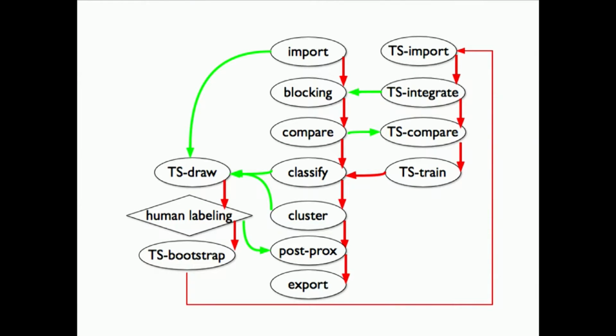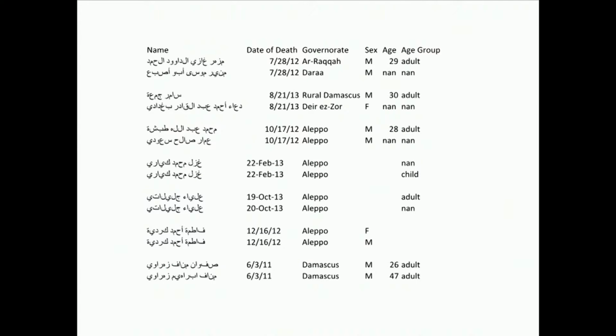But again, I'm just going to focus today very briefly on compare and classify, kind of in the middle of this diagram. So if we think about pairs of records, and we just want to ask ourselves, does this pair of records refer to the same person or not?